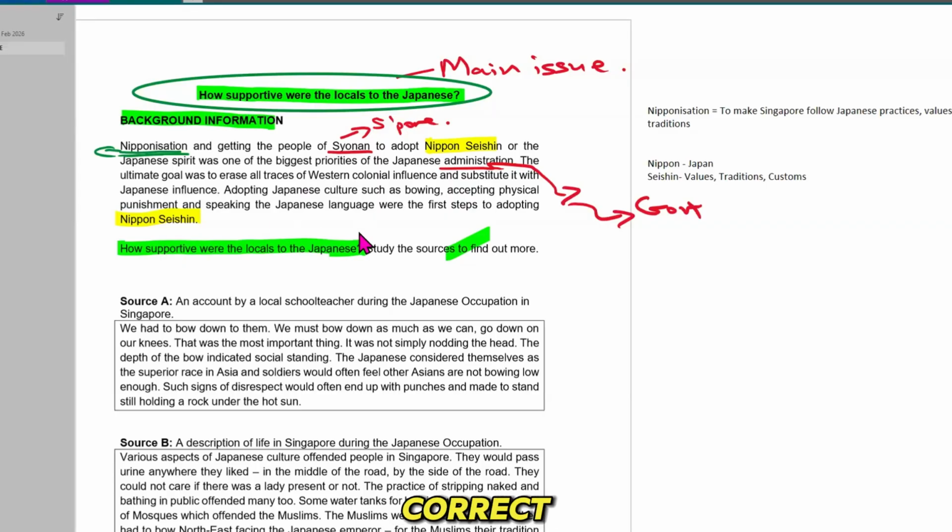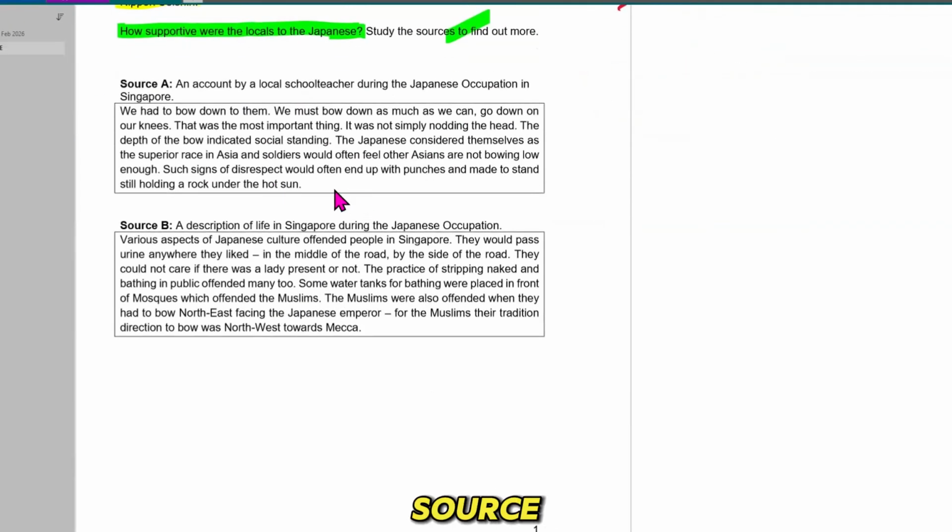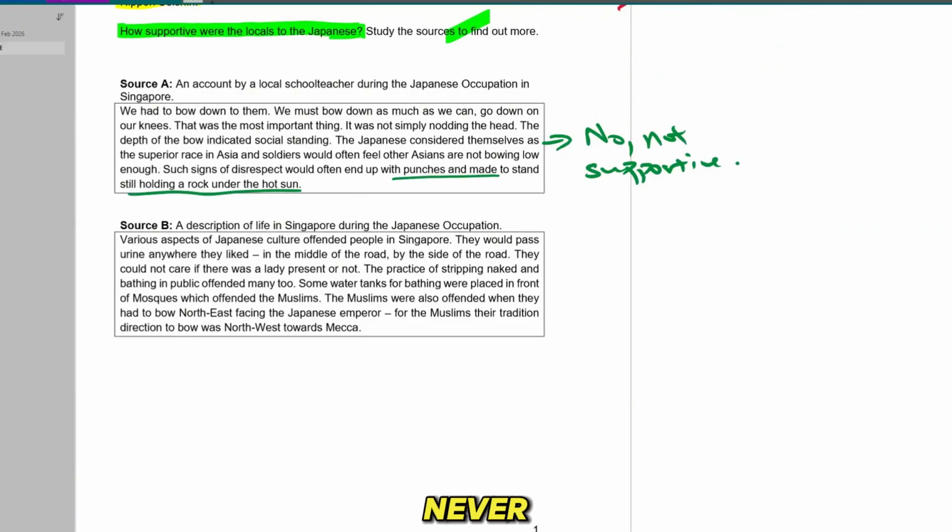All right. Yeah, Kai says no. Correct. You're right. Okay. Source A is quite clear, right? Source A clearly shows that they were not supportive. No, they were very unhappy with the Japanese. The locals, the people of Singapore, were not happy. Because he's saying that the Japanese would always punch them, then make them stand under the sun because they never bow low enough.